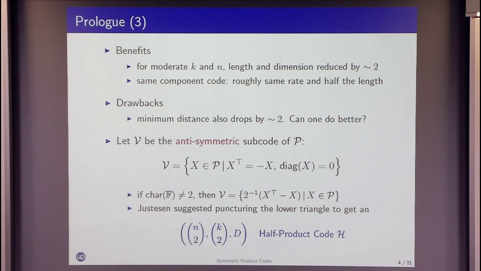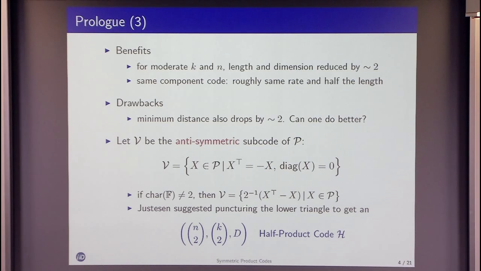And fortunately, this description without the 2 there still works. If you take any code word and the difference with its transpose, that's going to have a 0 diagonal, even in characteristic 2. So you can basically think of encoding any 2 code words and taking their difference, or taking any code word, its transpose, and taking their difference. So this construction, which is called a half product code, was suggested by Justison.